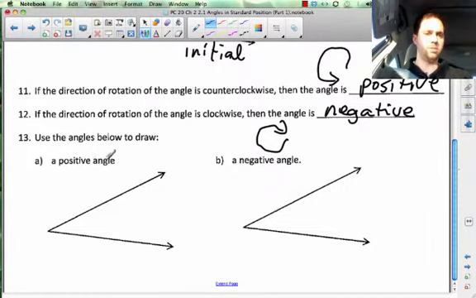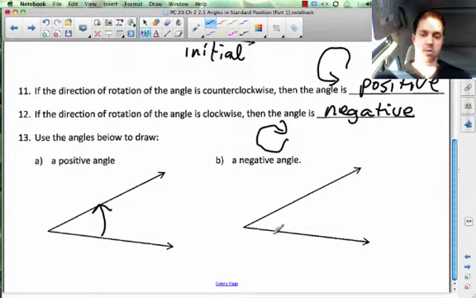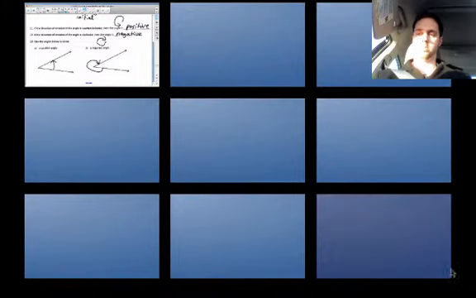Use the angles below to draw a positive angle and a negative angle. So a positive angle would be one that rotates from here in the counterclockwise direction, and a negative angle would be one that rotates in the clockwise direction. So it would go all the way around like that and terminate on your terminal arm there. So that's your negative angle.